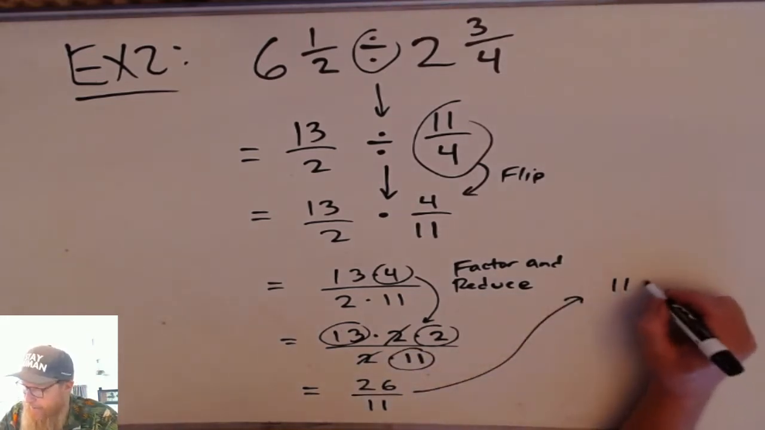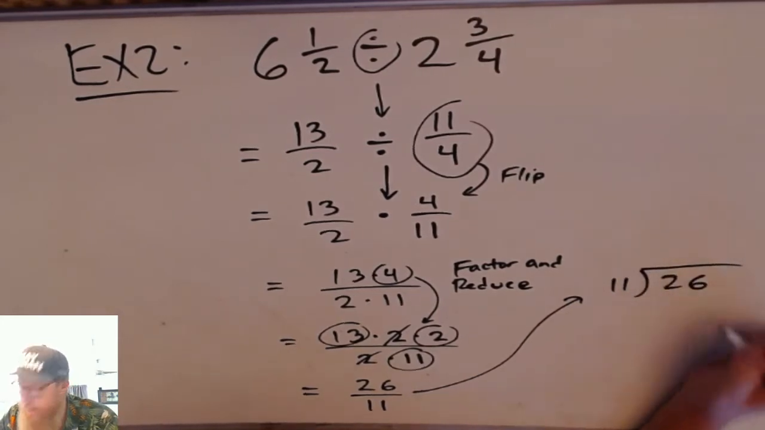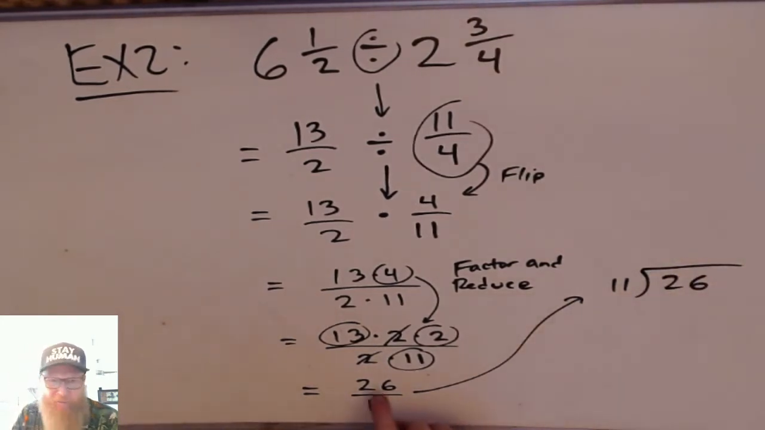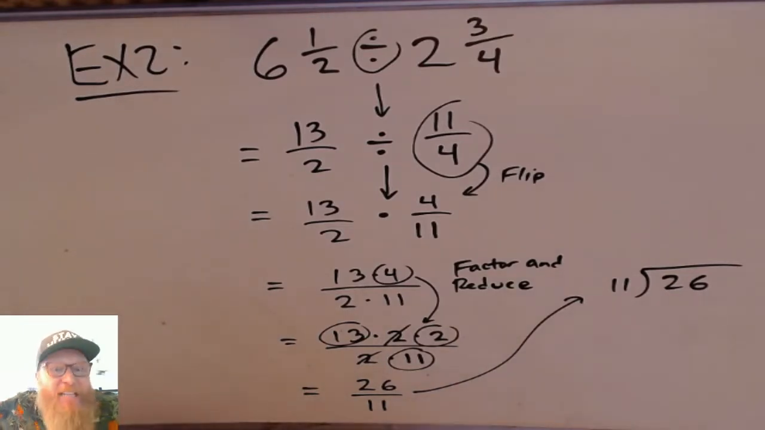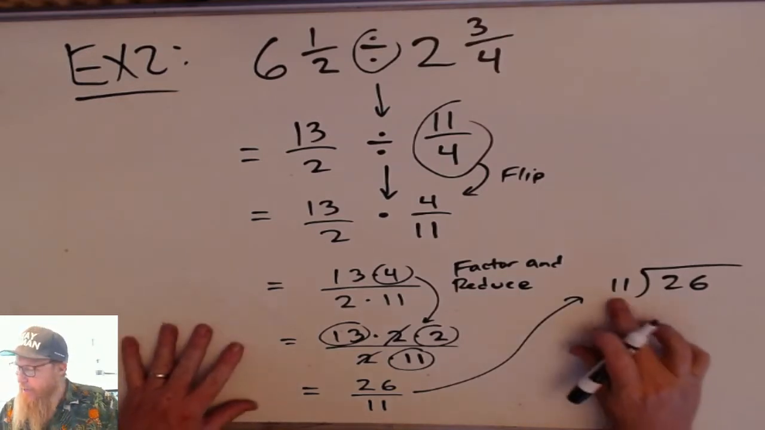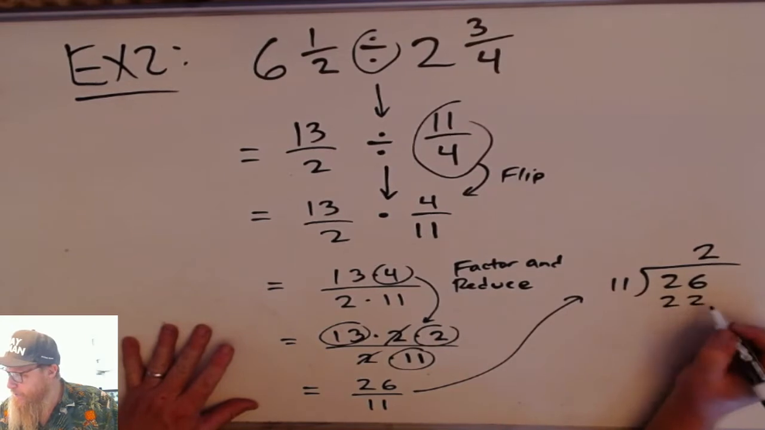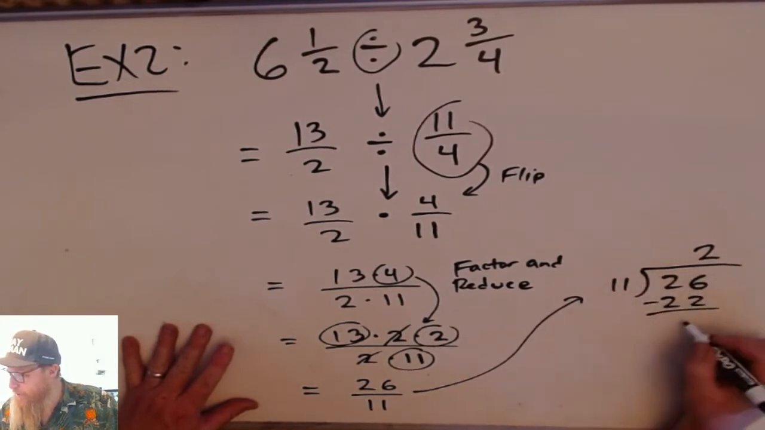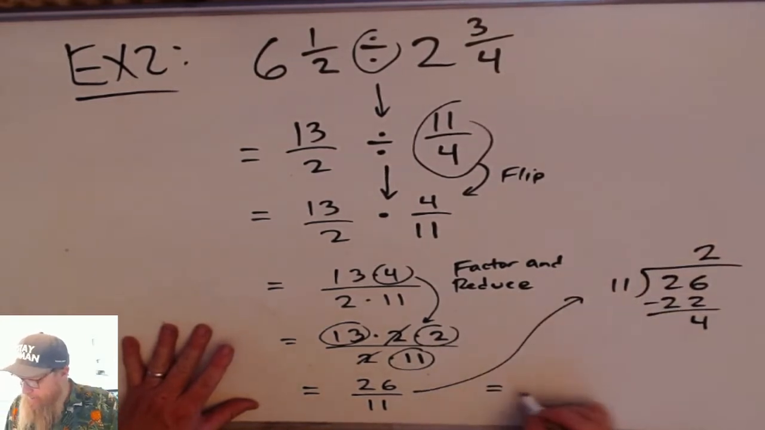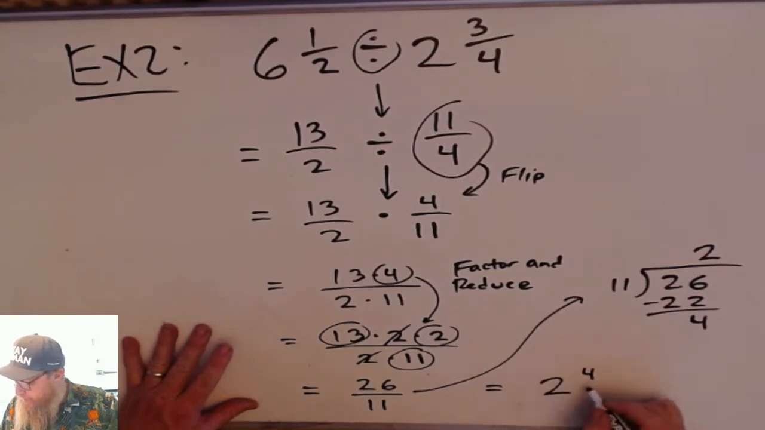Now you want to write this as a mixed number. Again, if you just put 26 over 11 in your phone, it's going to fill up your screen with a bunch of decimals, and you're going to go, what the heck is that, right? It's got to be something wrong. So 11 goes into 26 2 times. 2 times 11 is 22, remainder 4. So this is 2 4/11.